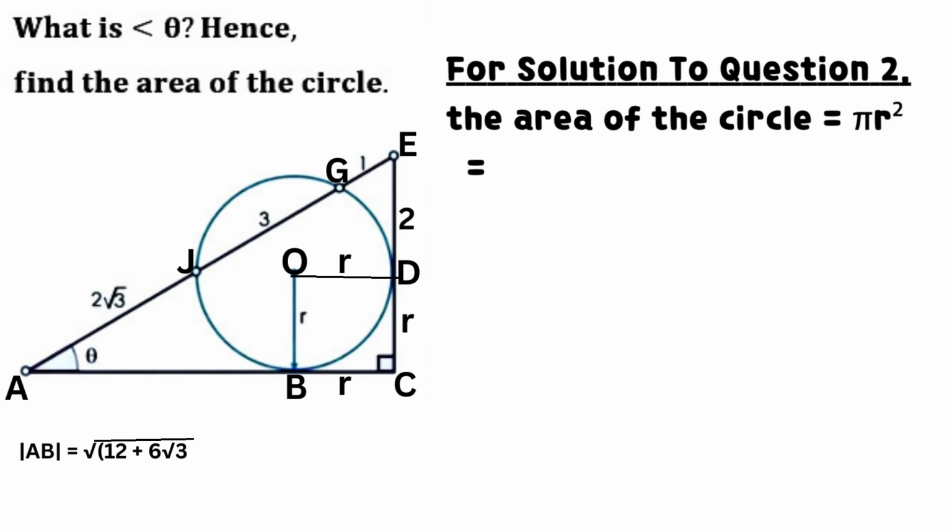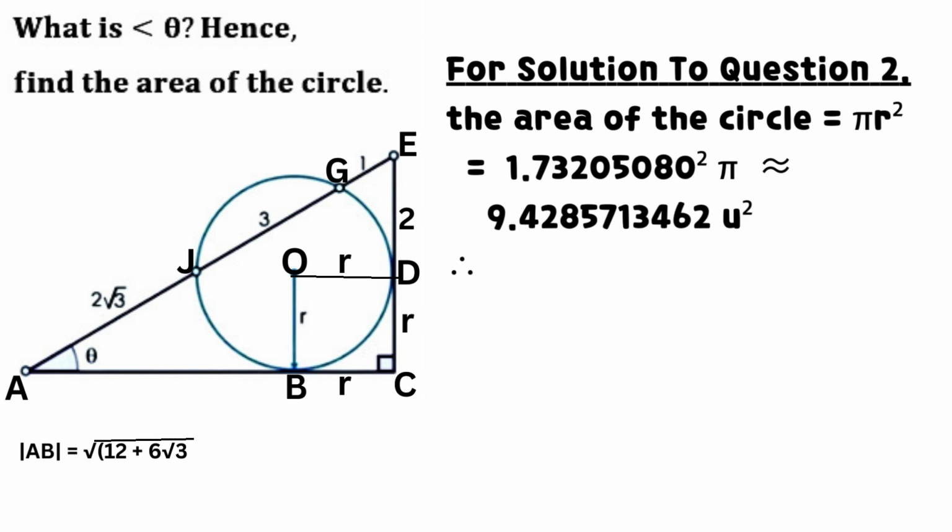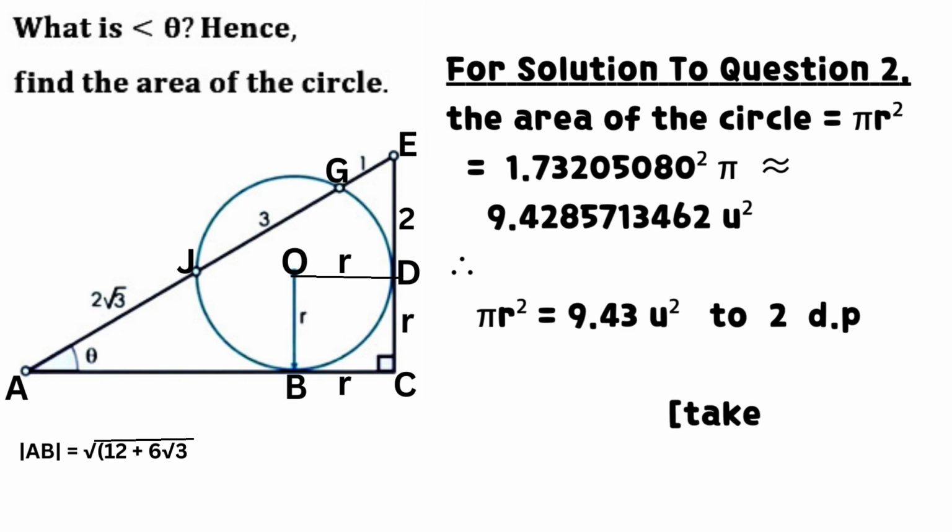For solution to question 2. The area of the circle equals the product of pi and the square of R, which is approximately equal to 9.428571346 square units after substitution and simplification of values. Therefore, the required area of the circle equals 9.43 square units to 2 decimal places. We take pi to be equal to 22 divided by 7.